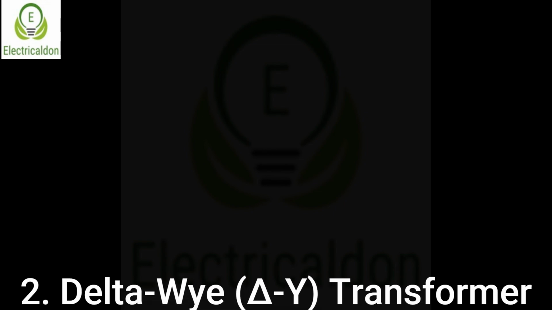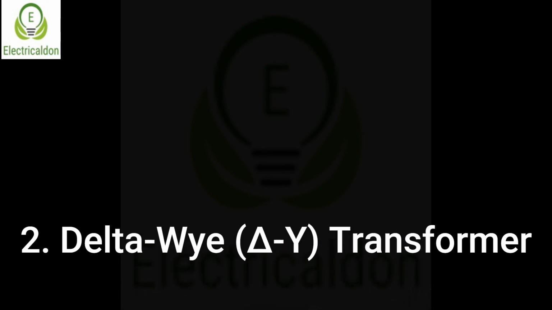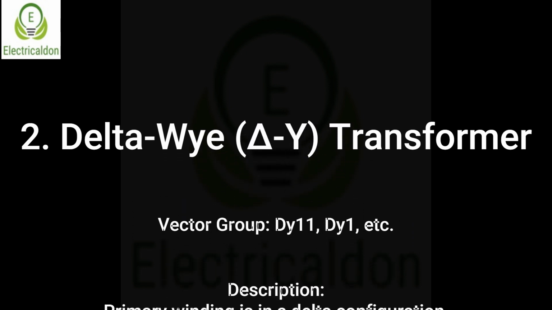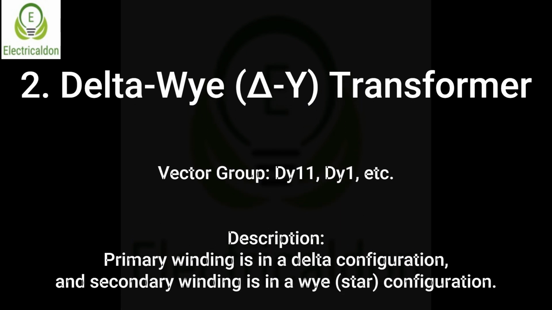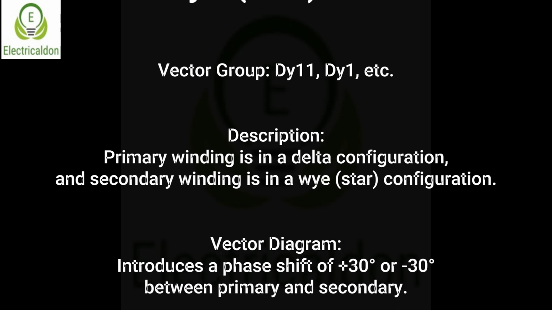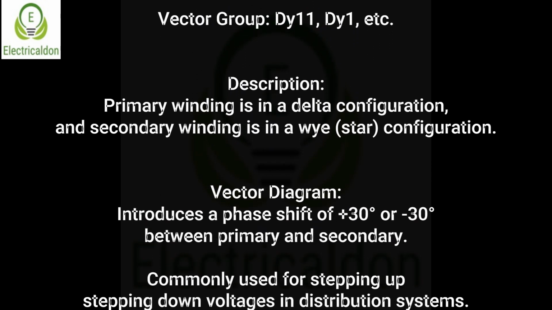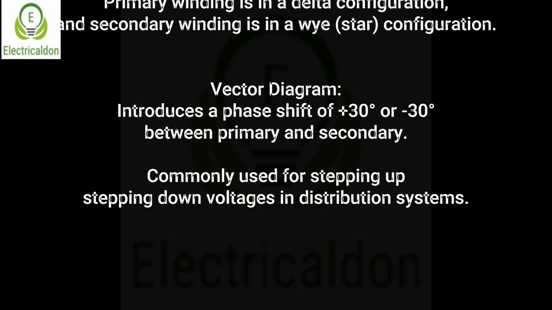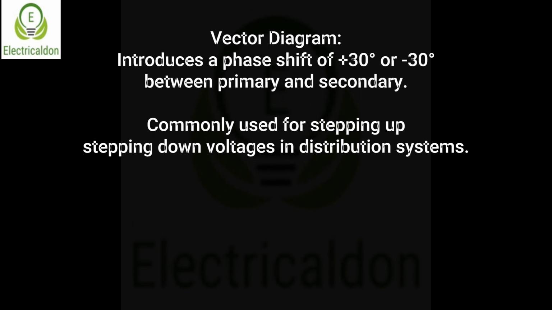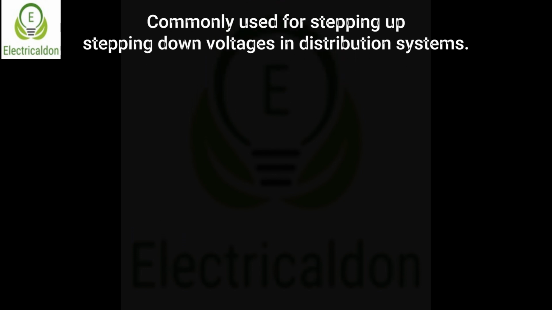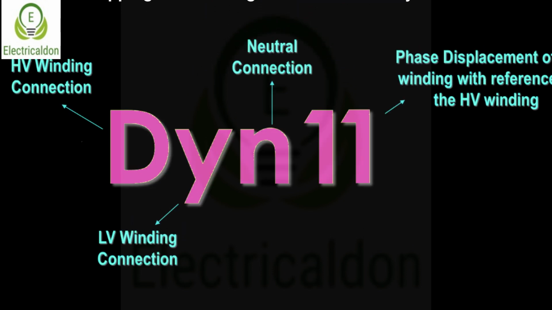Delta-Wye transformer. Next, we have the Delta-Wye transformer, where the primary winding is in a delta configuration and the secondary winding is in a Y or star configuration. This arrangement introduces a phase shift of either positive 30 degrees or negative 30 degrees between the primary and secondary sides. This type of transformer is commonly used for stepping up or stepping down voltages in distribution systems.